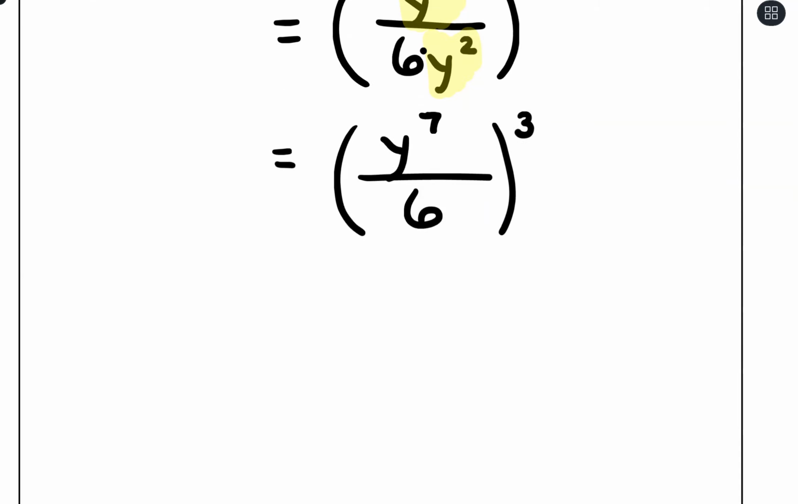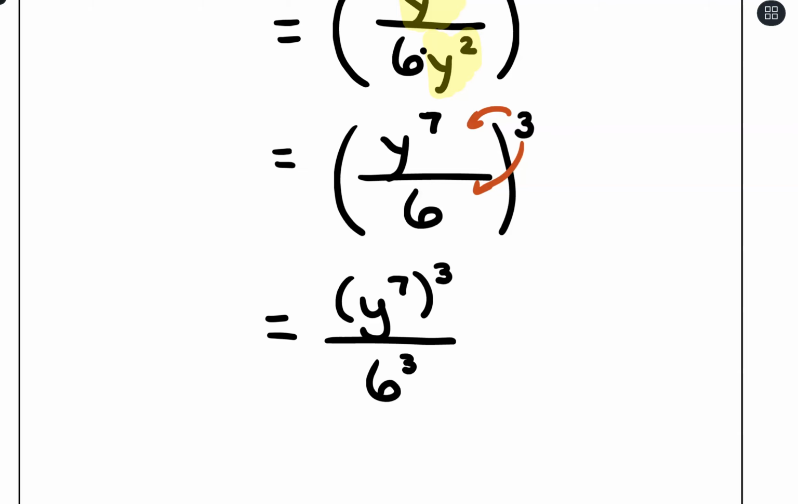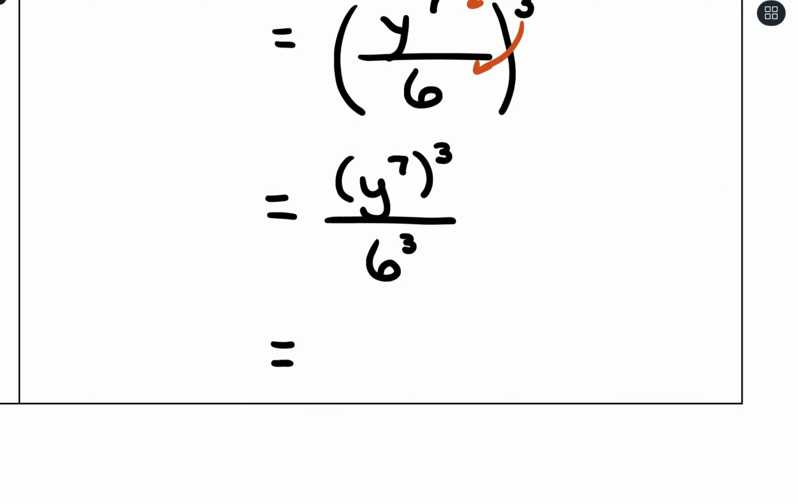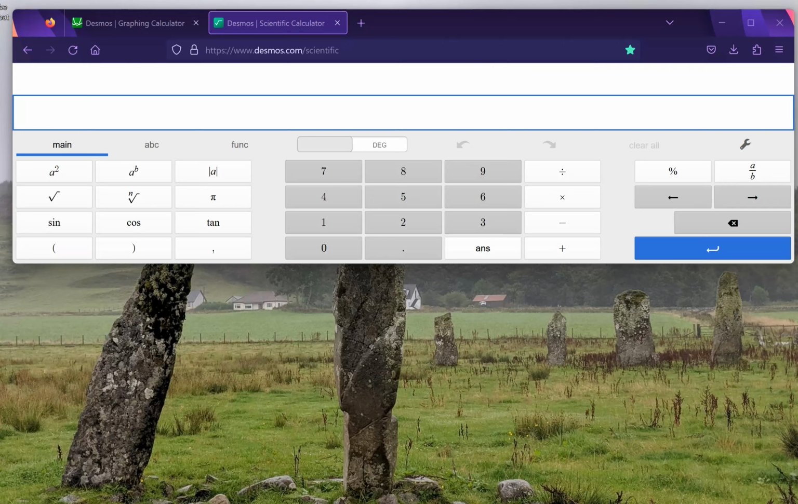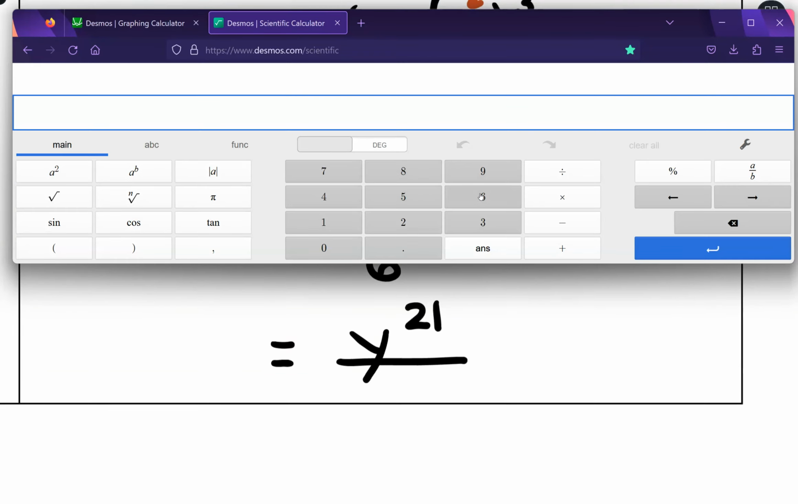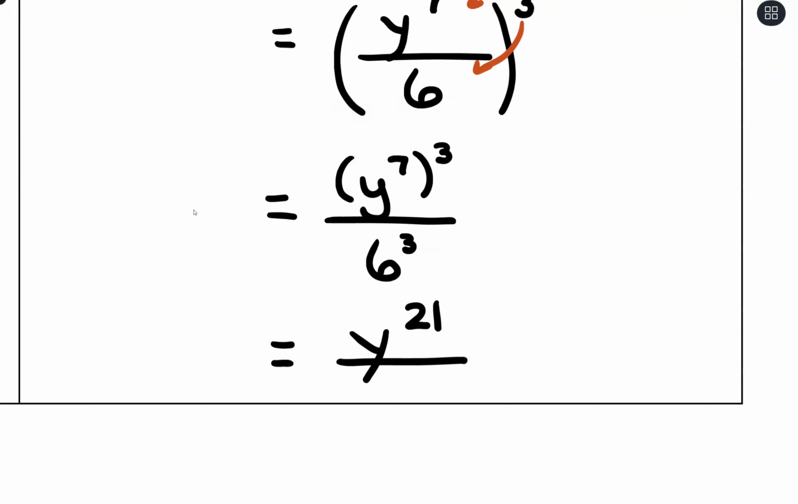And now I'm going to have that exponent of 3 go to the numerator and denominator here. So that's going to be y to the 7th cubed over 6 cubed, which is going to be y to the 21st power by multiplying those. And then 6 cubed, we could plug into the calculator real quick. 6 raised to a power of 3 is going to be 216.